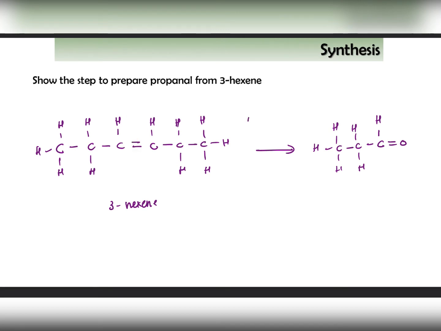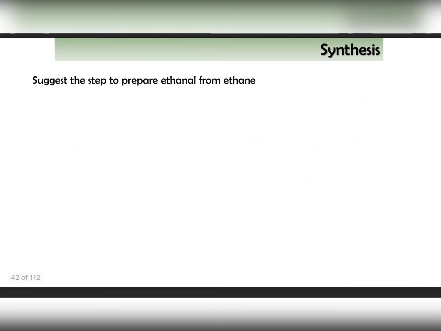Oxidation yang kita boleh buat with ozone and undergo next reaction which is with zinc and water. Okay, so kamu akan dapat ini propanal. So you will get propanal.